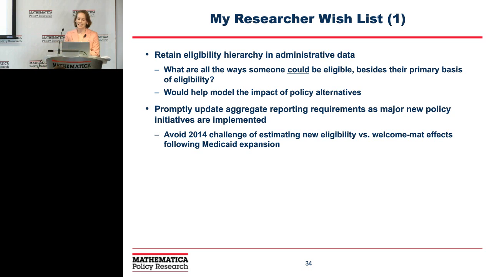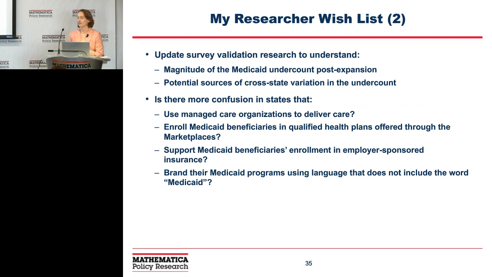And then my last thing is I would love to understand more about that survey validation research. I don't think the need for survey data goes away even with TMSIS. They're complementary. But the magnitude of the Medicaid undercount post-expansion could be very different than what it was like in 2008. And I would also love to understand sources of cross-state variation in the undercount so that we can really understand all of these different policy changes that states have made or choices that they've made. How is that playing out in their undercount? Just a few things that come to mind.